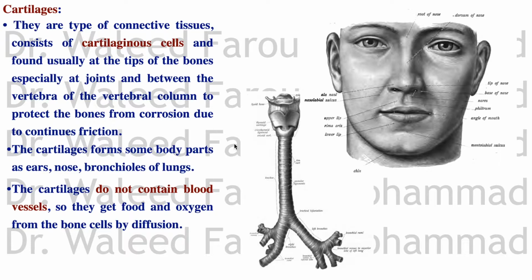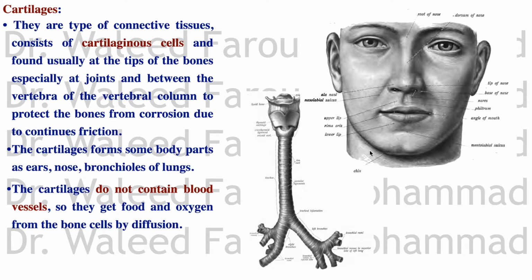Also, the cartilages are components of some body parts like the ear, the nose, and the bronchioles and bronchi. See the cartilaginous discs in the bronchi and bronchioles. The nose is made of cartilage, the ear is made of cartilage. Don't forget that. And the larynx is also made of cartilage.